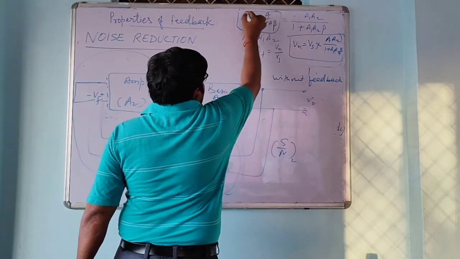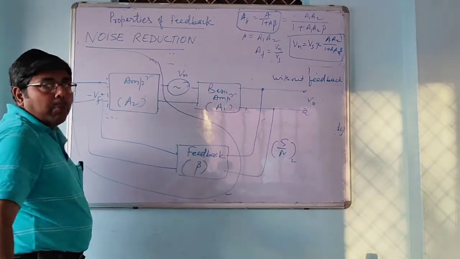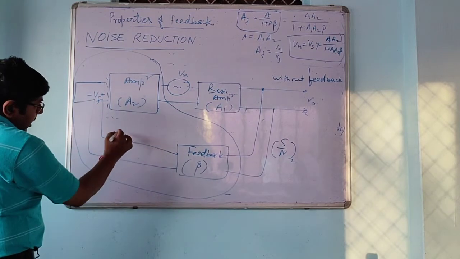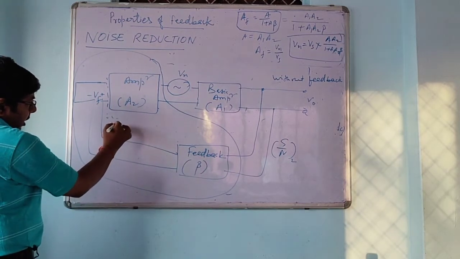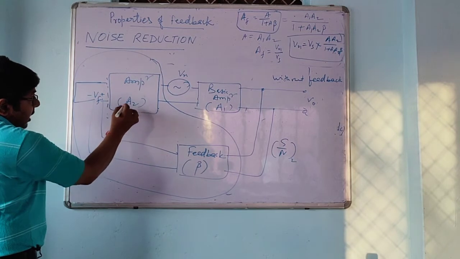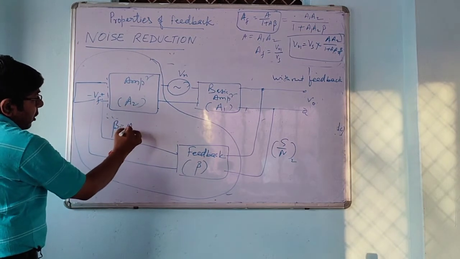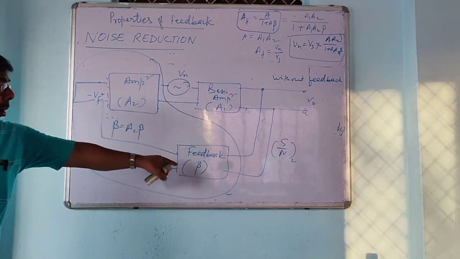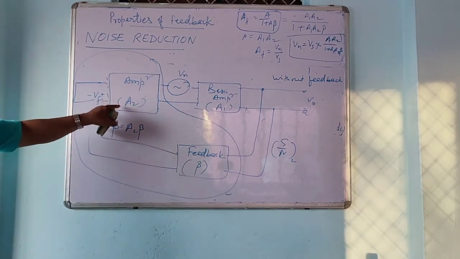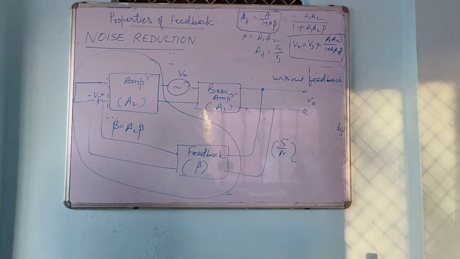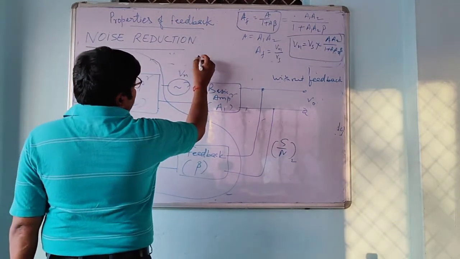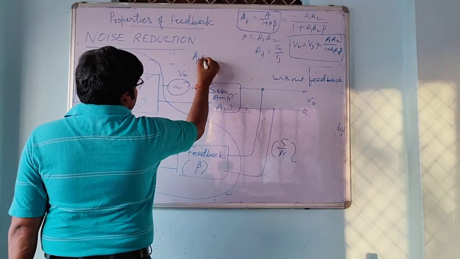Expression is same. AF equals A upon 1 plus A beta. So now what is beta? For this case, beta is given by the multiplication of this A2 into beta. These two blocks are in series. So now the feedback factor is given by this. So what is the expression of this? Now we can calculate this.